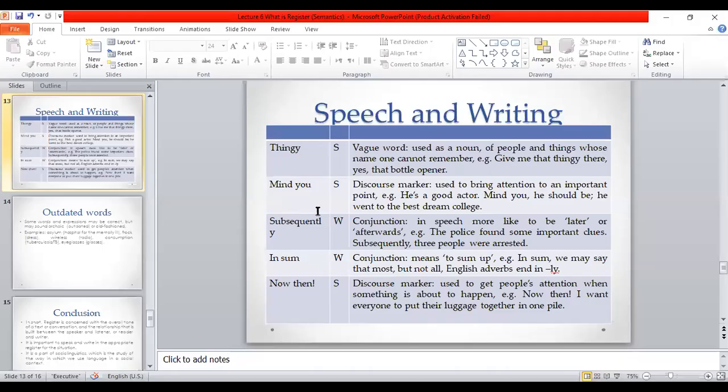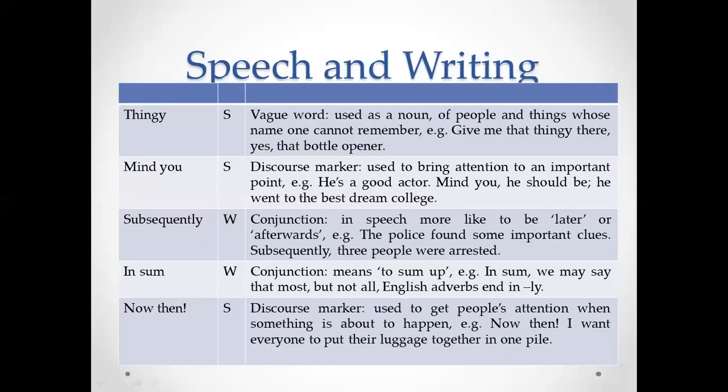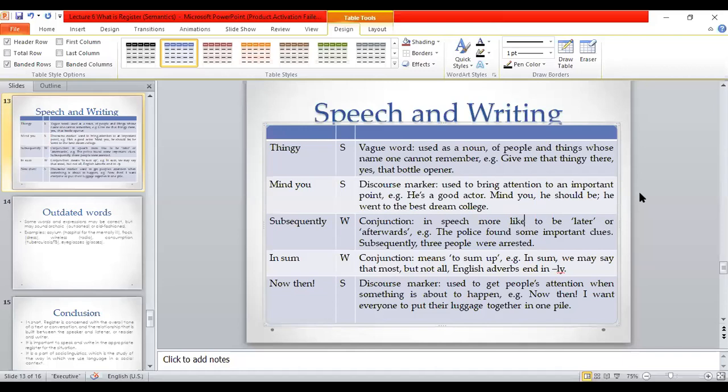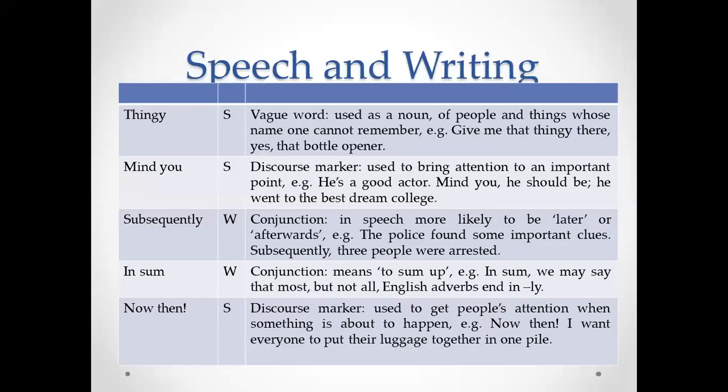There are some which we use in writing. For example, subsequently. Now, subsequently is a conjunction. It is used in writing. In speech, more likely to be later. स्पीच में हम इस्तेमाल करते हैं later या afterwards.